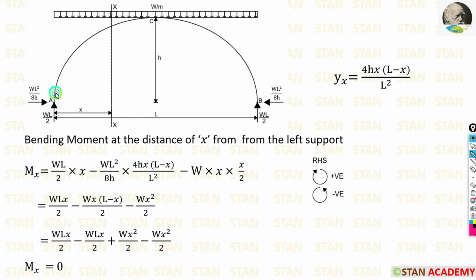I am going to find out the moment from the point A towards the section. In this case also, I am moving towards right hand side. The rules are here, clockwise positive, anti-clockwise negative. The vertical reaction at the point A, wL by 2, is acting towards the section in the clockwise direction, so positive, and the distance is x. The horizontal thrust wL square by 8h is acting towards the section in the anti-clockwise direction, so negative, and the height is 4hx into (L minus x) by L square. Then we have the UDL, it is acting towards the section in the anti-clockwise direction, so negative. When the UDL comes, we have to multiply with the distance and distance by 2, so x into x by 2. Then we can make some simplifications.